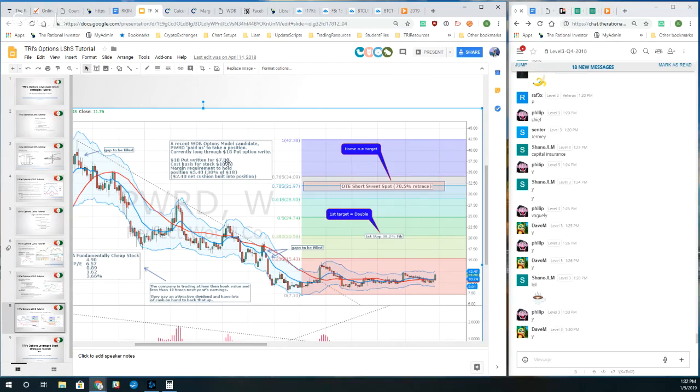Wrote the $18 put for $7.80. We're exercised at 18. We collected $7.80. So that means our cost basis for the stock is $10.20.